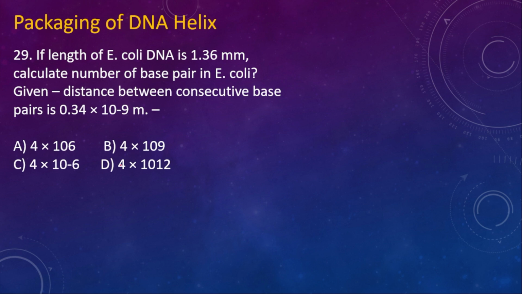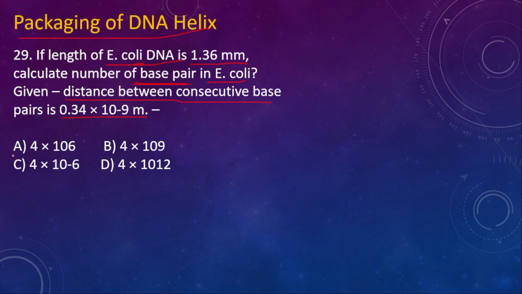Now the next question is from the concept of packaging of the DNA helix. This is one of the best questions I can say. That is question number 29. The E. coli is a bacteria, and the length of its DNA is given as 1.36 mm. Calculate the number of base pairs in E. coli. And what is given? The distance between consecutive base pairs is 0.34 into 10 to the power of minus 9 m.